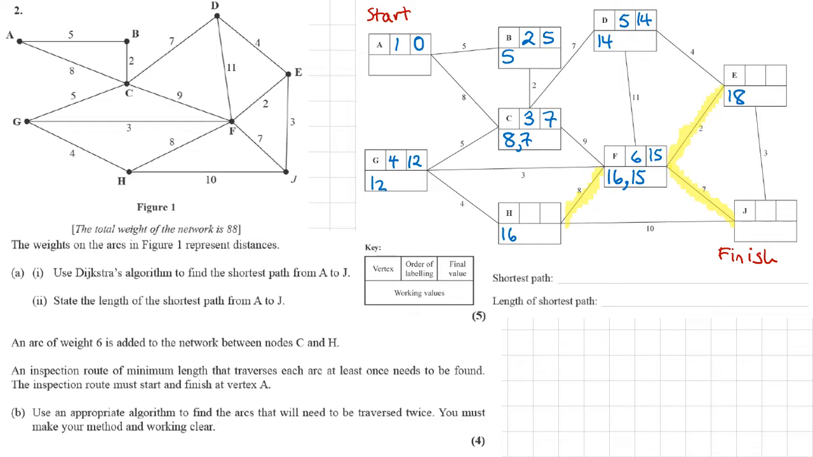So now I look at the vertices directly connected to F, which don't have final labels. So H, for example, now this would be 15 plus 8 would be 23. So there's no point writing that down because it's higher than the working value of 16. If we go to J, we're going to do 15 plus 7, that will give me 22 as a working value for J. And then for E, I'll get a working value of 15 plus 2, which is 17.